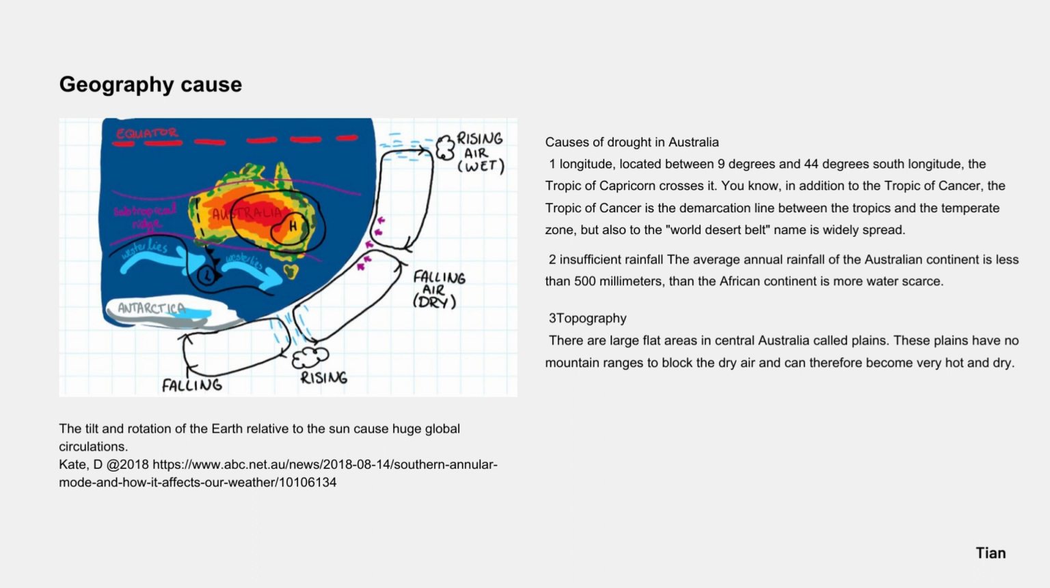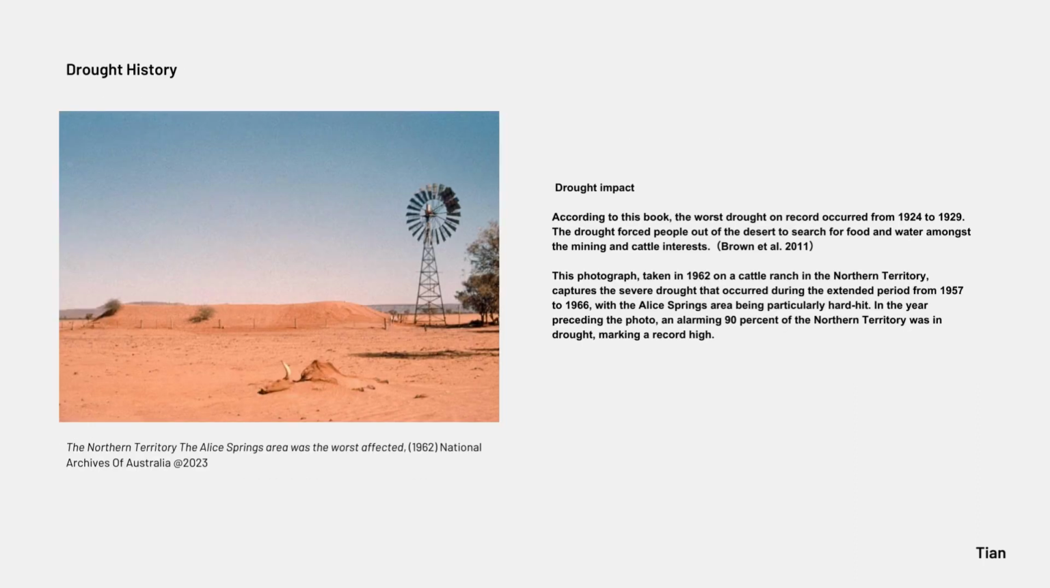YUE MA talked about human causes, but there's also a geography cause. The cause of drought in Australia is longitude and rainfall, and also deserts. There are large flat areas there, and these flat areas have no mountain range to block dry air, and can therefore become very dry. And the temperature becomes higher, and it gets drier.